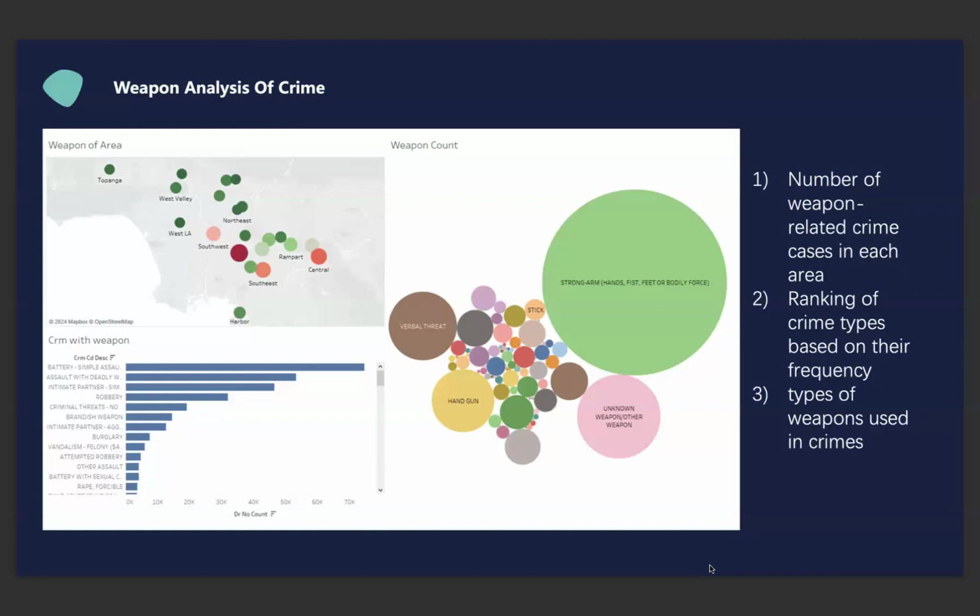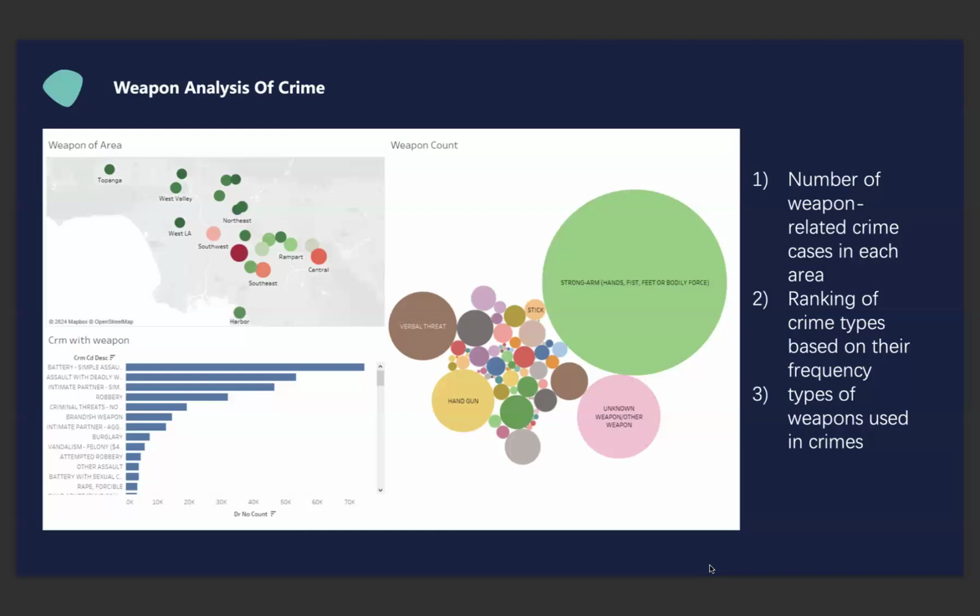These three charts together provide a comprehensive understanding of the distribution of weapon-related crimes across different areas, types of crimes, and types of weapons. This data is invaluable for identifying high-risk areas and guiding law enforcement agencies to focus on specific crime types and weapon uses.